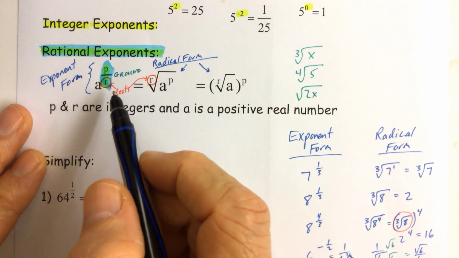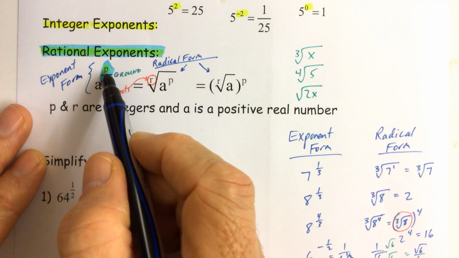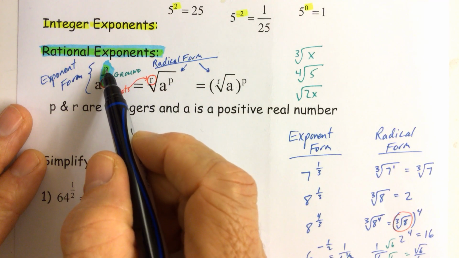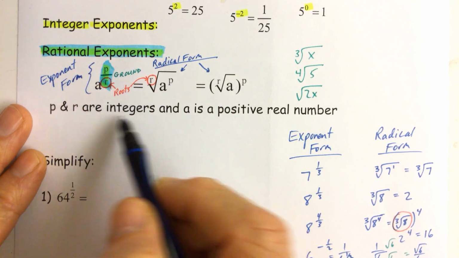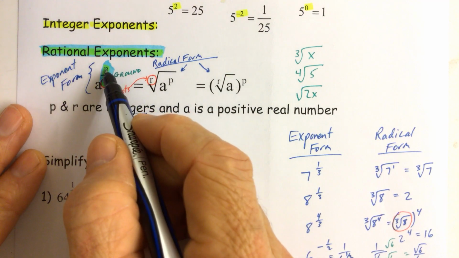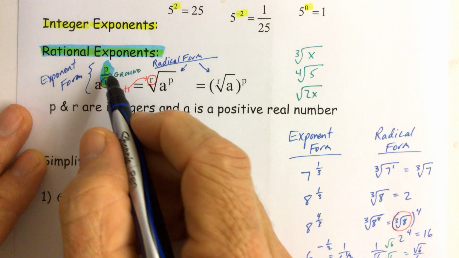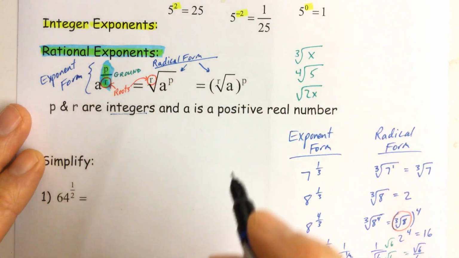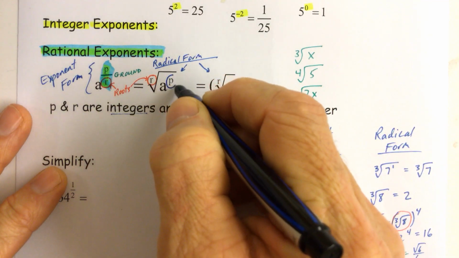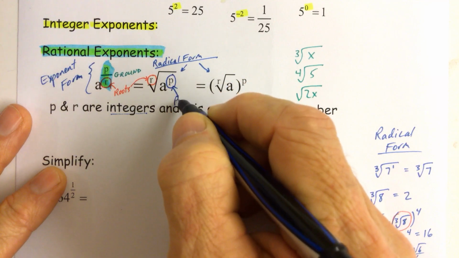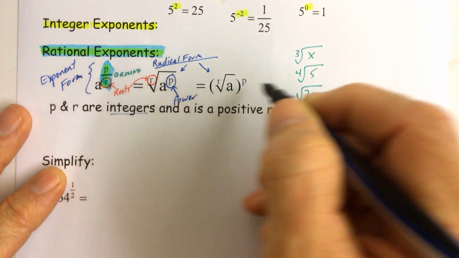And another way to remember that, well, I just realized this, that P and R are integers, and P stands for power and R stands for root. That's a great way to remember. P stands for power. Well, the power is going to be the number that we put right there. That's the power. So P stands for power, and that's why it's written there.